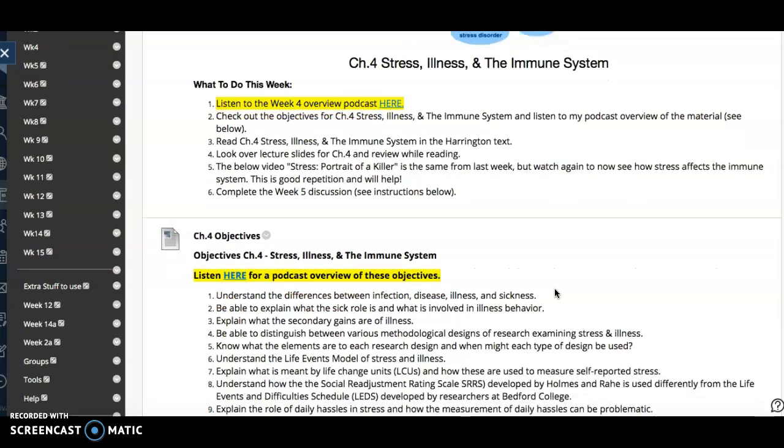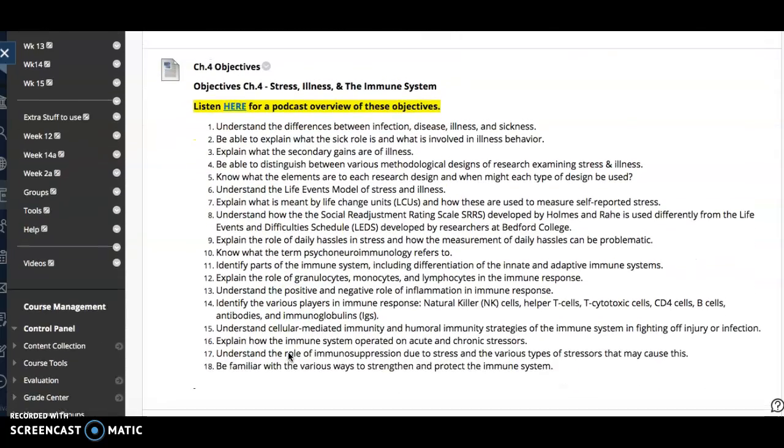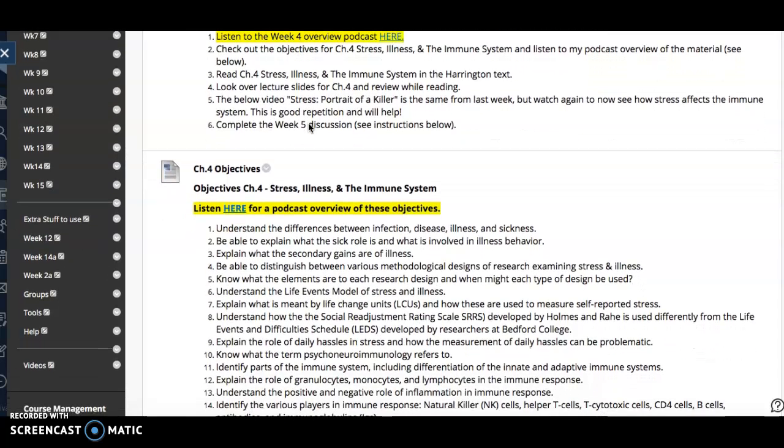You're going to want to check out the objectives here for the chapter, and the podcast where I go over each of these objectives is right there. You can click on it. You're reading chapter 4, stress, illness, and the immune system in the Harrington text. There's no reading in the McGonigal book for this week. And then you're going to want to look over the slides for chapter 4 along with the reading as you go along.